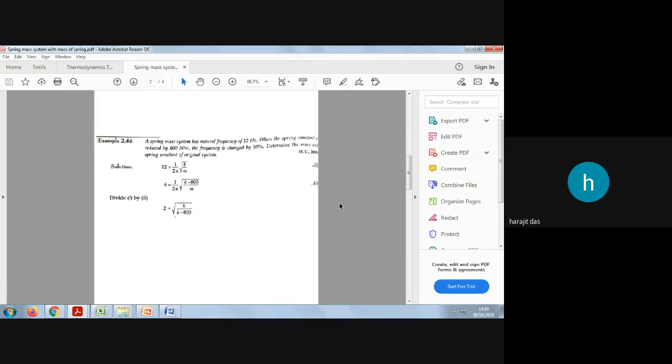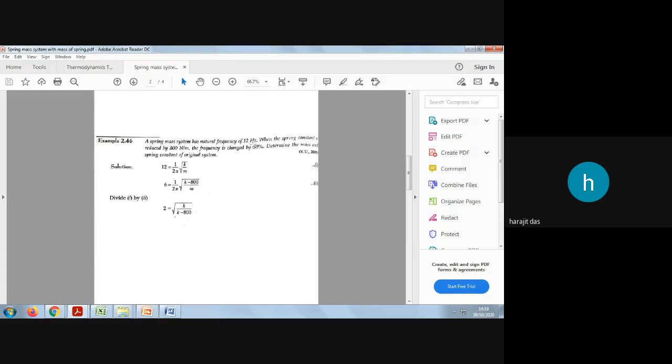Here is one problem, from module 1, I think. A spring mass system has a natural frequency of 12 hertz. When the spring constant is reduced by 800 Newton per meter, the frequency is changed by 50%. A similar question was actually asked in the class test. It is a very easy, aptitude type problem. Determine the mass and the spring constant of the original system. So one system with a spring mass combination has a natural frequency of 12 hertz.